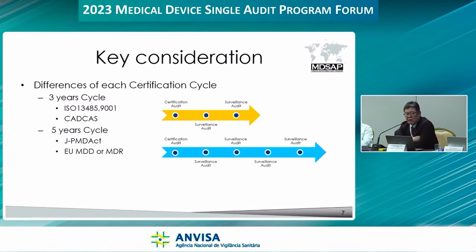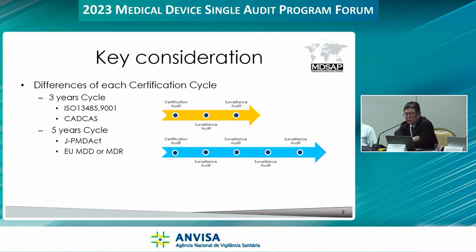Yesterday, we discussed combined audits a little. For concurrent audits, differences in the certification cycle need to be considered. I think currently there are two types of certification, 3-year and 5-year cycles. In the case of Japan, the QMS requirement is applied to the marketing authorization holder, MAH, and the manufacturing site. Yesterday, Japanese PMDA members explained the Japanese regulation for QMS inspection. In Japan, the QMS certification cycle is every 5 years.